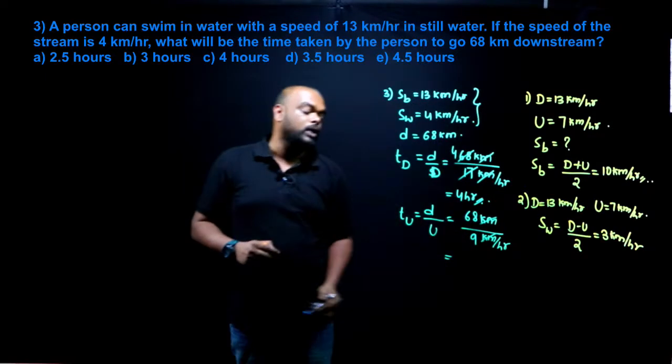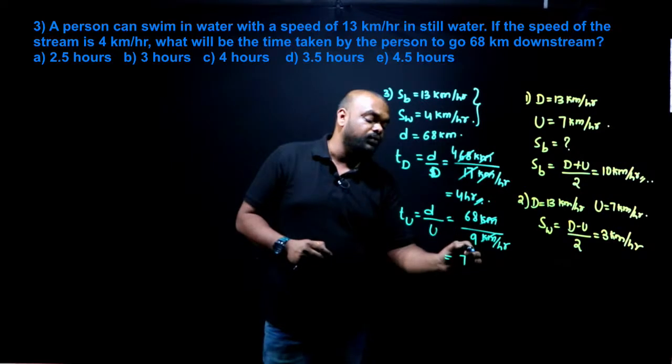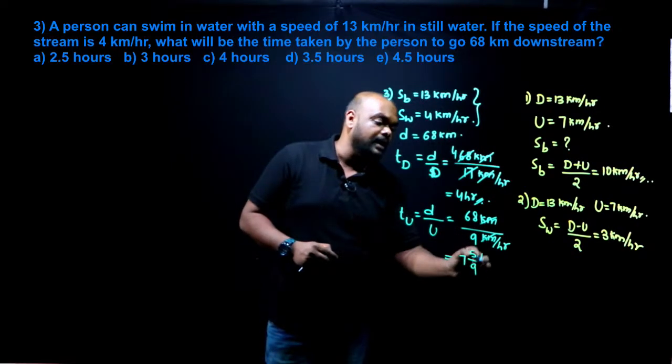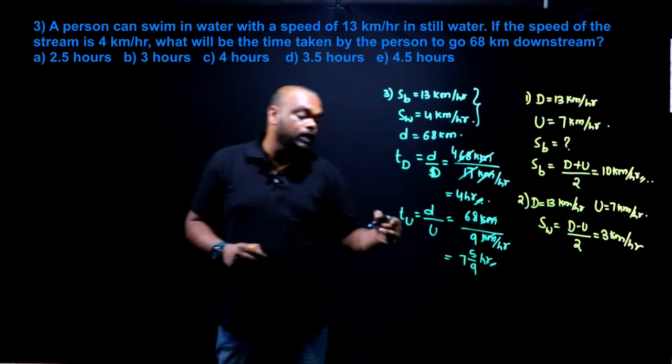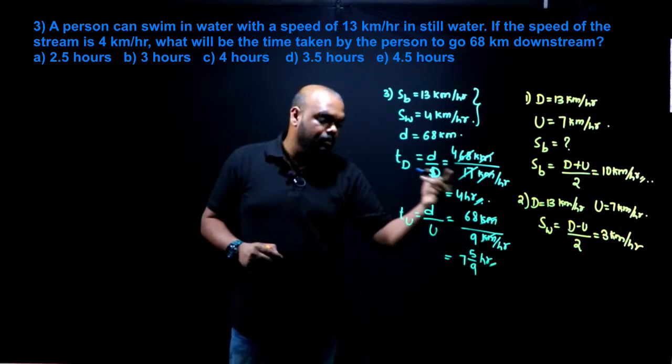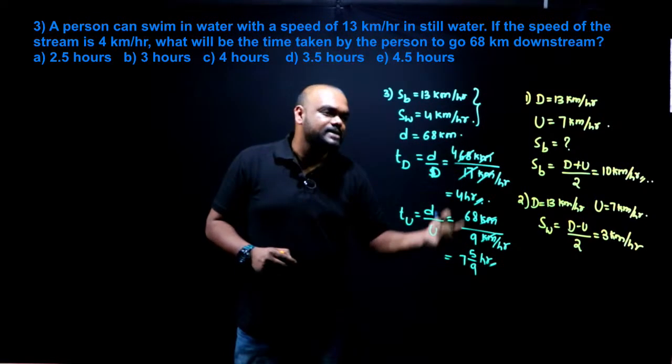If we do this, what do we get? 9 into 7, 63. What is left over? 5. So 5 by 9 hours. If he asks for the time taken during upstream, this is it. The time taken during downstream is what we want in the question. I just did it extra.